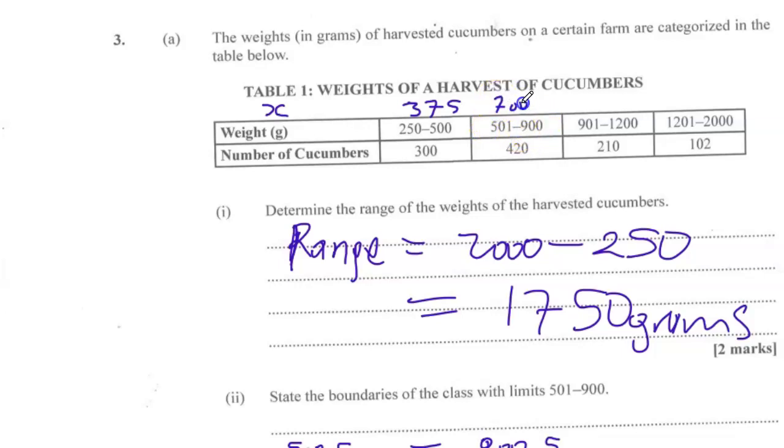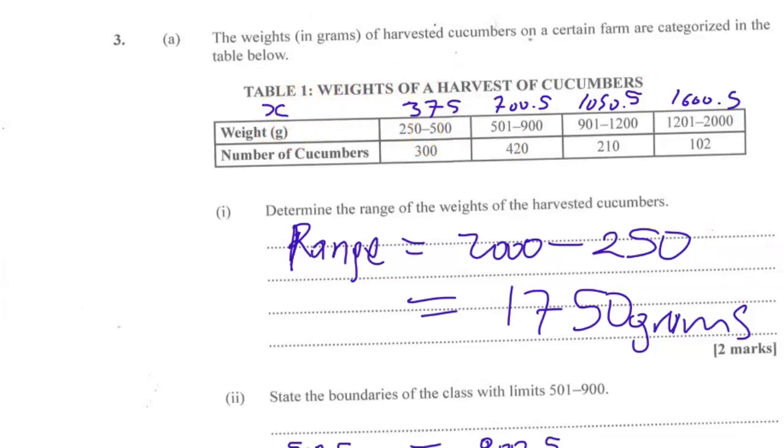That's 700.5. Add these, 901 and 1200. Add them, we end up with 2101, so divided by 2, we get 1050.5. Add these two limits, we get 3201 divided by 2, we'll get 1600.5. So these would be our mid-intervals representing x, so we use a mid value there.